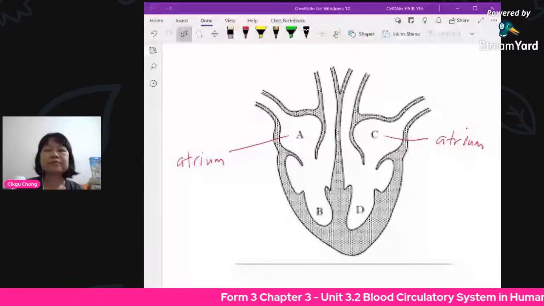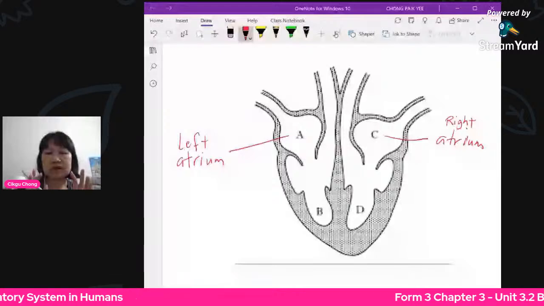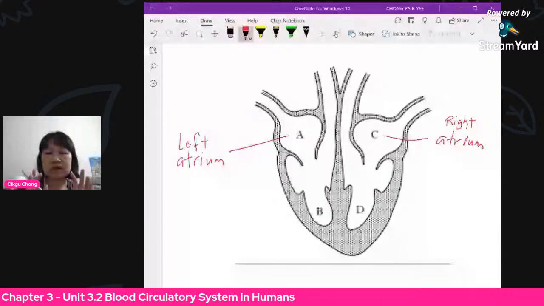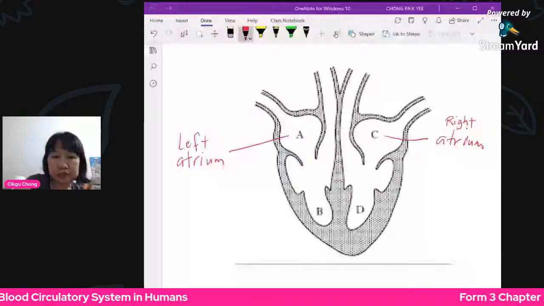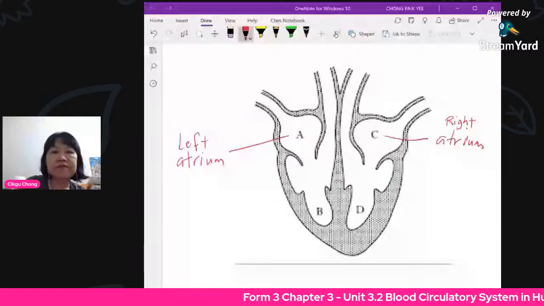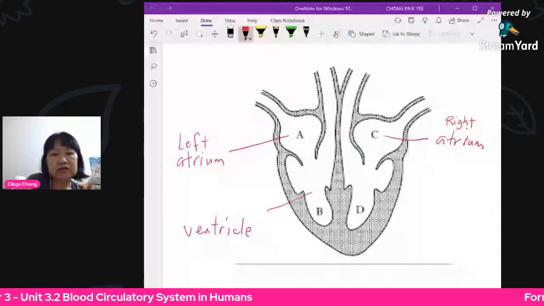That's simple. Now look at the big room, the big chamber, the bigger one at the bottom. You see the B here? This whole space here, and this one here, are the two chambers. We call them ventricle. This is called ventricle, V-E-N-T-R-I-C-L-E. So this one is also ventricle.